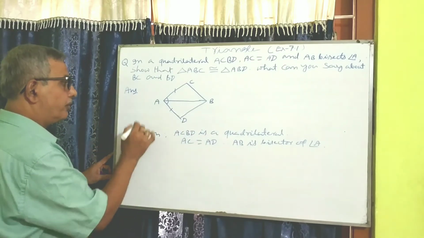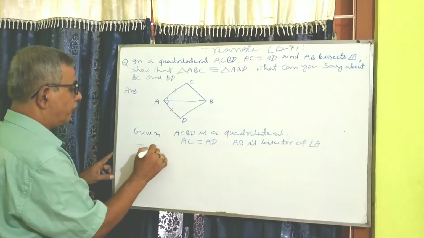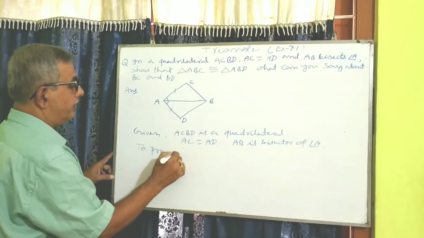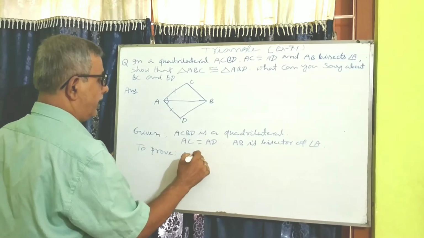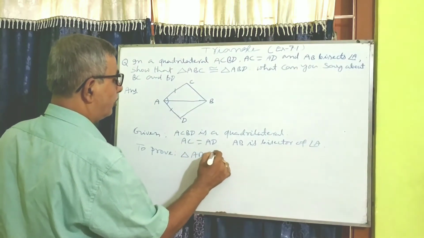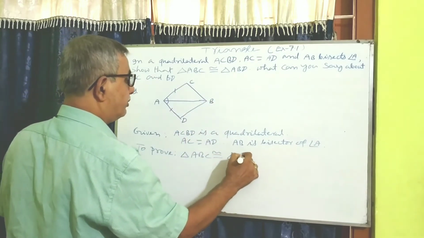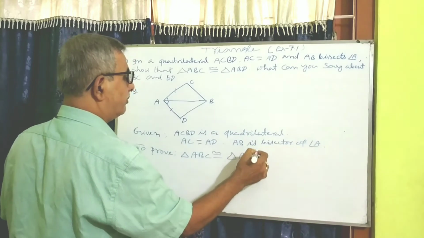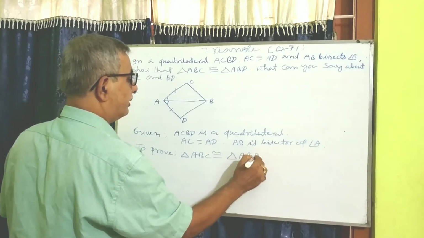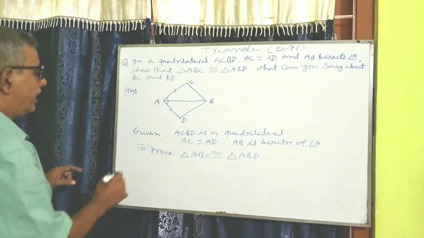Now, to prove. What is to prove? Triangle ABC is congruent to triangle ABD. That is also mentioned in the question, that you have to prove. Now, the main work starts from here. Prove.